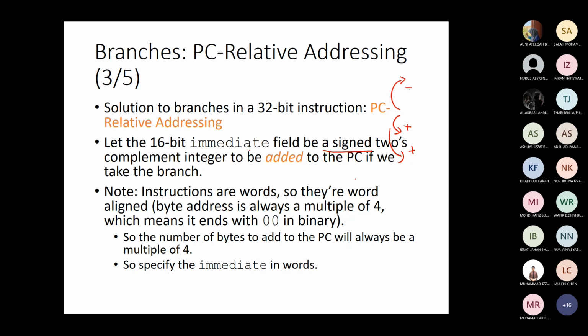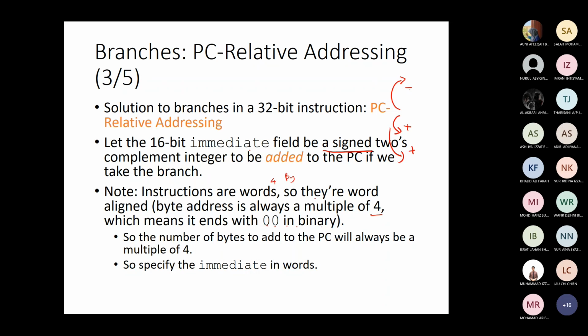Instructions are words, so they are word aligned. The byte address is always a multiple of 4, because an instruction is a word, which is 4 bytes. So the byte address must be a multiple of 4, which means it ends with 00 in binary.